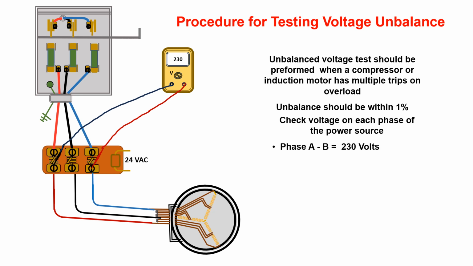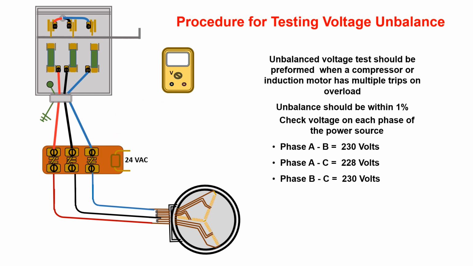230 volts shows on our meter. Next, test lines A to C. 228 volts shows on our meter. Next, check voltage between B and C. We show 230 volts on our meter.